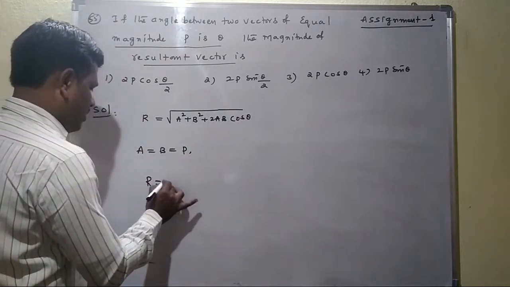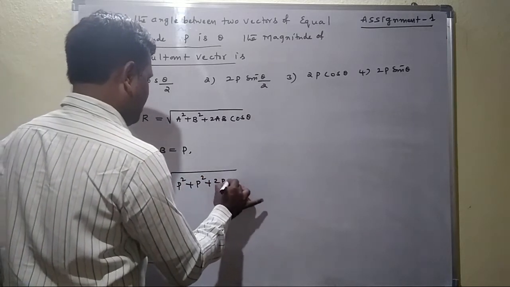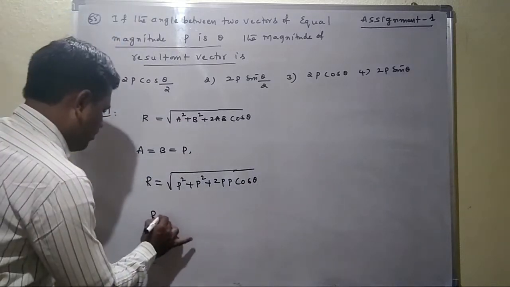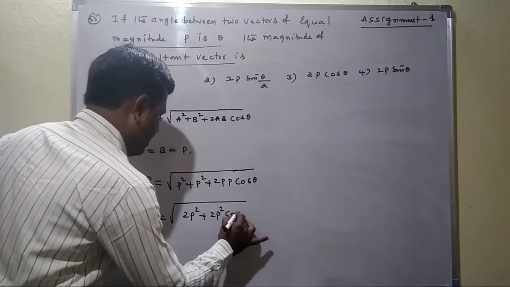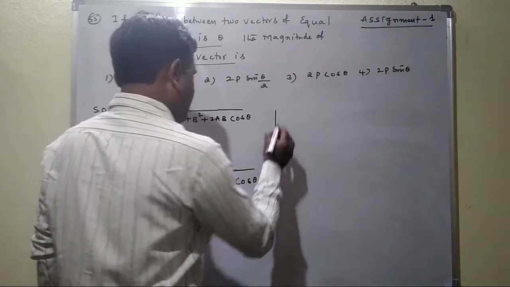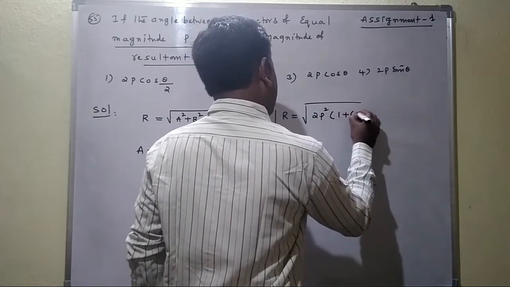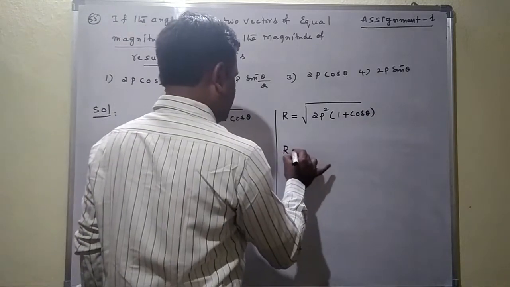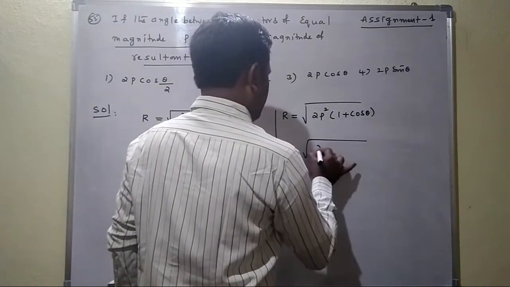So R is equal to under root of P square plus P square plus 2P into P cos theta. We can write it like this. So R is equal to under root of 2P square plus 2P square cos theta. From this, the resultant vector R is equal to under root of 2P square into (1 plus cos theta).